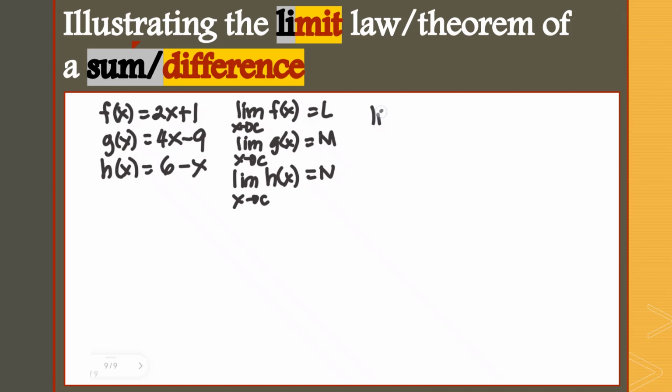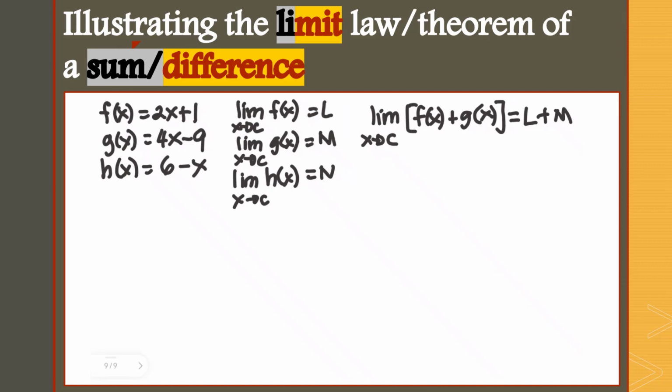If we have the limit of the sum of f of x, let's just try to use two first, f of x plus g of x, as x approaches the same constant C, then even without solving for the expression equivalent to f of x plus g of x, this theorem tells us that we simply need to add their limits. L stands for the limit of f of x, and M stands for the limit of g of x. So just like that, no need to solve for this, simply add L and M. But of course, we need to have L and M first, that is, if we already have these values.